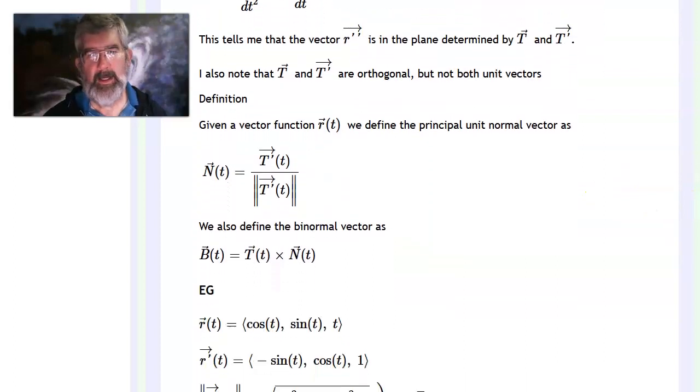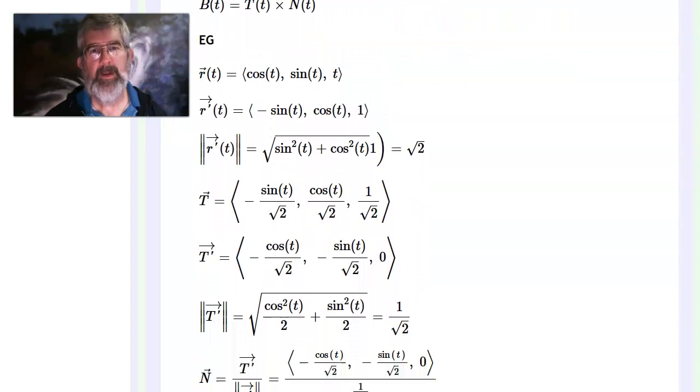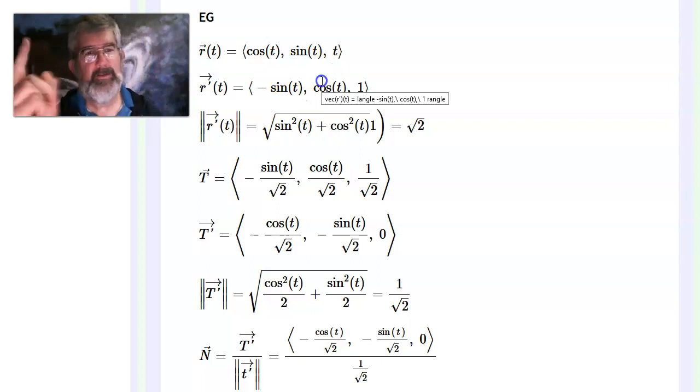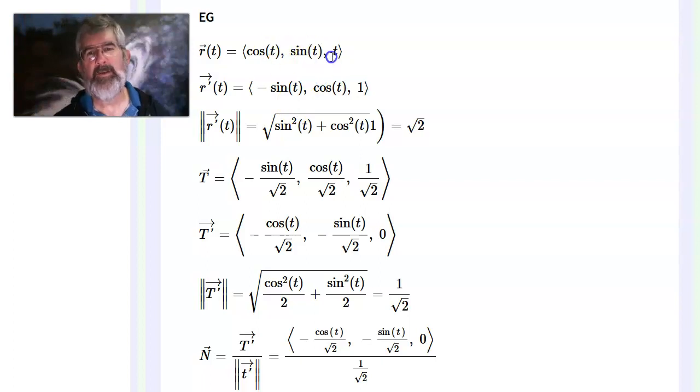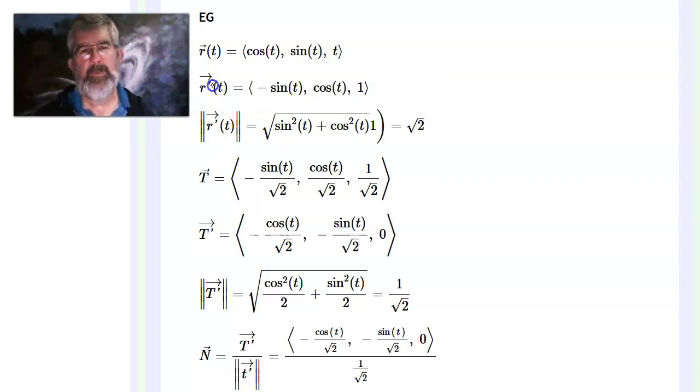Let's do a reasonably simple example. So here's one of my favorite vector functions, cos t, sine t, t. This is a helix, essentially a circle in the xy direction, but z is increasing linearly with t. So as x and y are trying to draw a circle, z just keeps getting bigger and bigger, and you're drawing a helix. Now, take the derivative: minus sine t, cos t, 1.